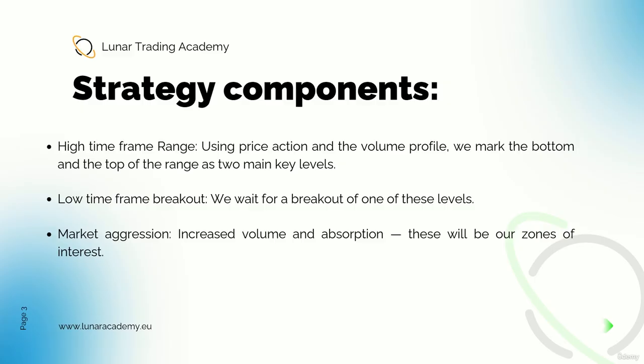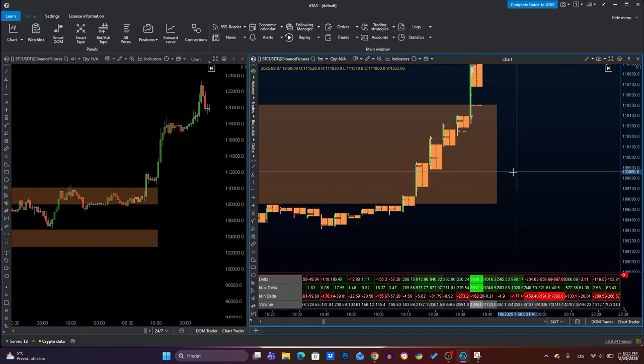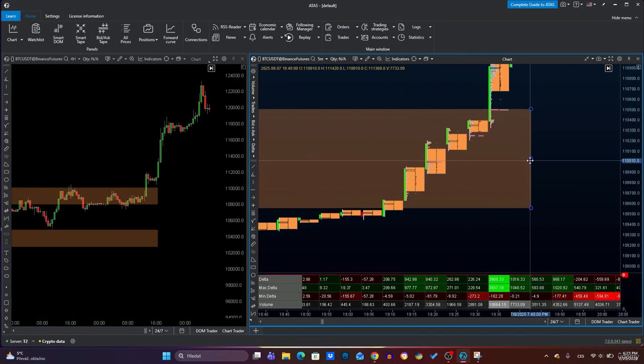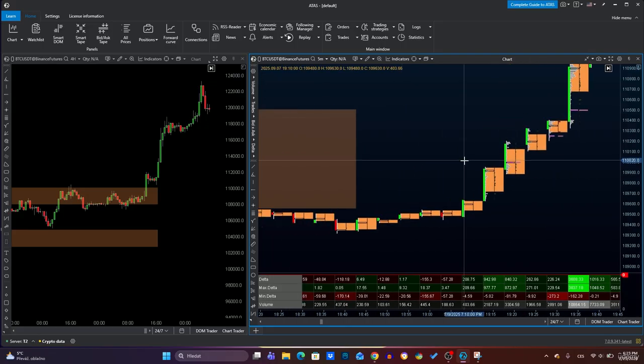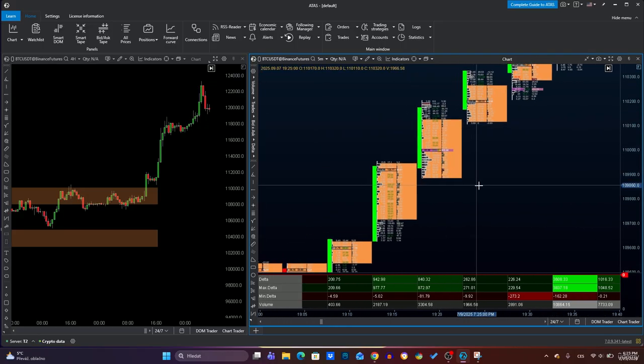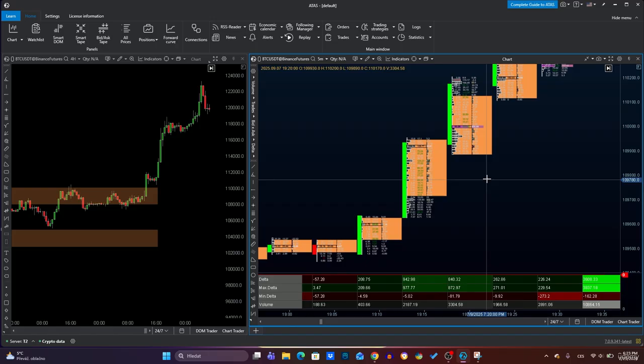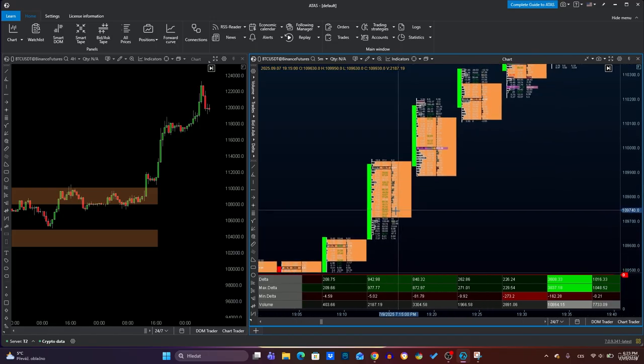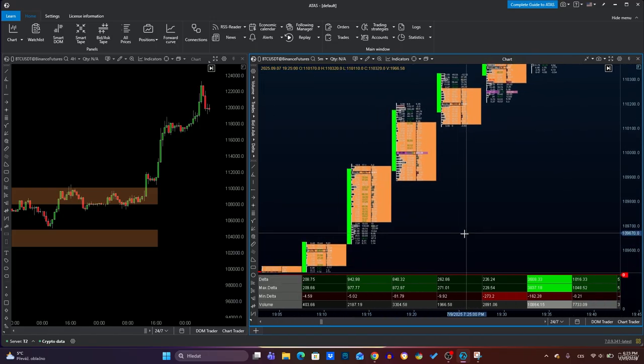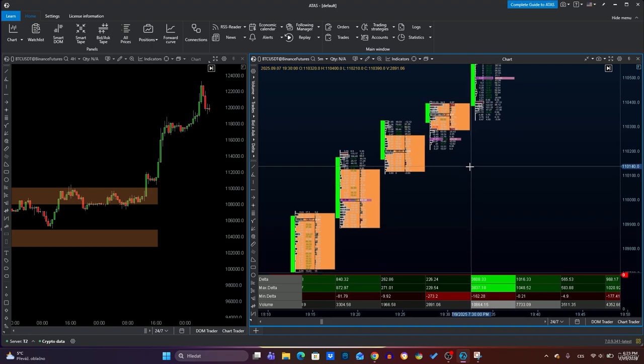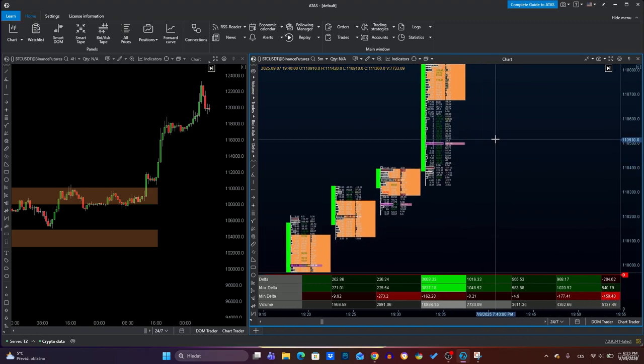And third most important key component is market aggression, so increased volume and ideally absorption. Because if there is a breakout, we need to see momentum and we need to see interest in trading. So a lot of volume in combination with either positive delta or negative delta. It then depends on the direction of the breakout.